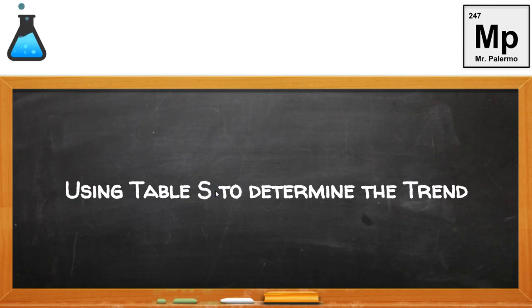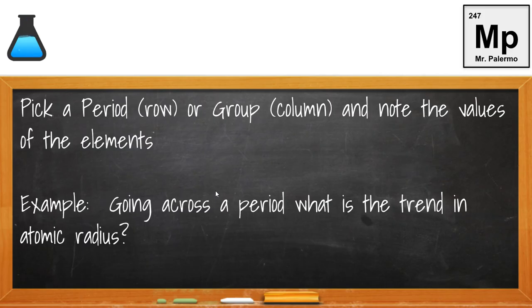So let's focus on using Table S to determine our trend. There's no need to memorize the trends that are going to decrease going across a period or increase down a group. You can use Table S to your advantage. And so you can pick a row or a group and note the values of those elements. So for example, going across a period, what is the trend in atomic radius? If you don't remember that, you can use Table S to figure that out.